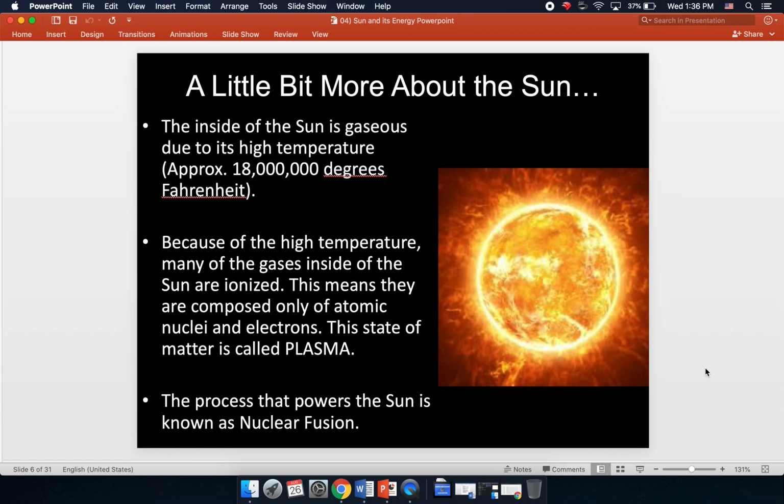Because of this extremely high temperature, the gases inside of the sun are ionized. This means they're composed only of atomic nuclei and electrons. And this is a whole other state of matter. We often talk about the three states of matter, but when we say that, we're talking about the three states of matter that exist on Earth: solid, liquid, and gas. But in the sun, there's this other state of matter called plasma. That's where all of these gases inside of the sun are ionized, meaning they're only composed of atomic nuclei and electrons. The process that powers the sun is known as nuclear fusion.